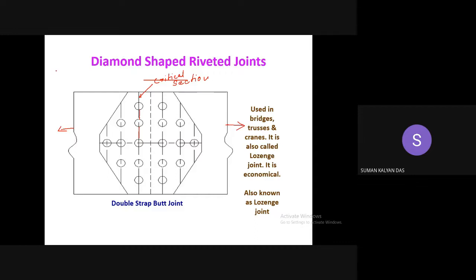Suppose I have a plate like this. First of all, imagine that this is a single plate and you apply a load over here. So maybe the load is represented by P. The cross section area is suppose A.